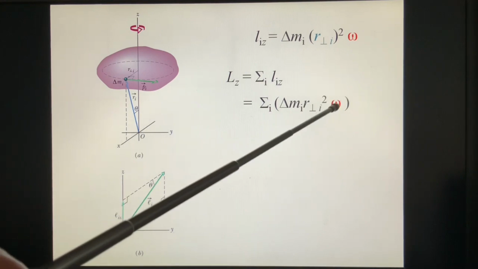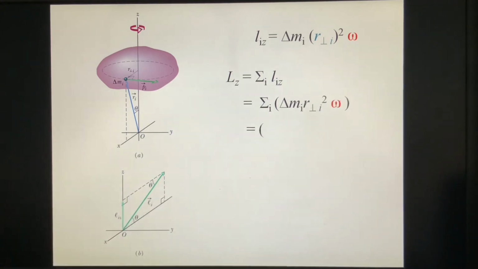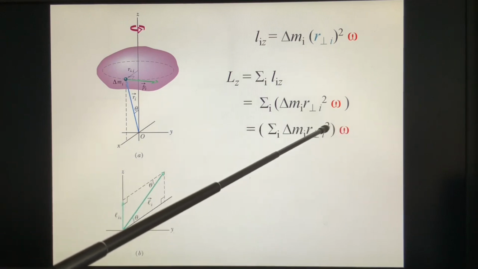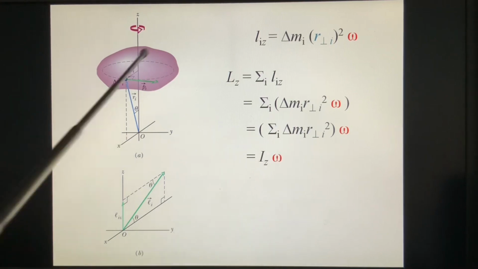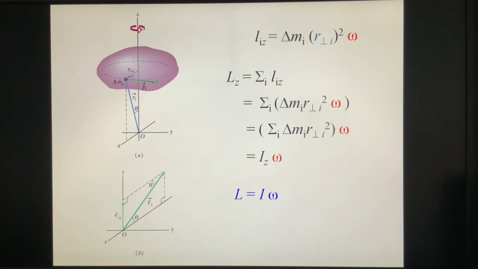And this omega is a constant. It's true for everybody. You take it out of the sigma. And what is this? Sigma MR squared. So this is the initial, angular inertia around this axis Z. So we have Lz equal to Iz omega. Then we get L equal to I omega. This is the vector equation, okay? It has three components, okay?